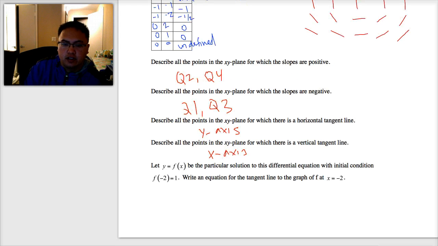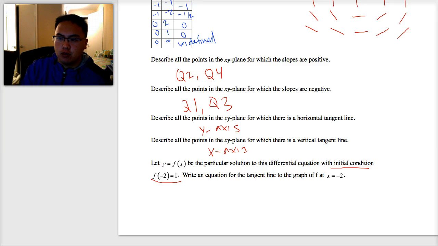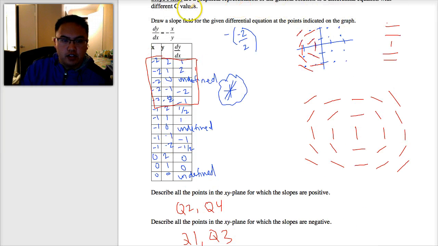And the last thing is like, hey, write out the particular solution with the initial condition of -2 and 1. So this is the stuff that we practiced on Monday. Okay, it might be a while, you might have forgotten. And it's a little bit different. I have this problem right here, dy dx equals -x over y. So let me rewrite that problem.